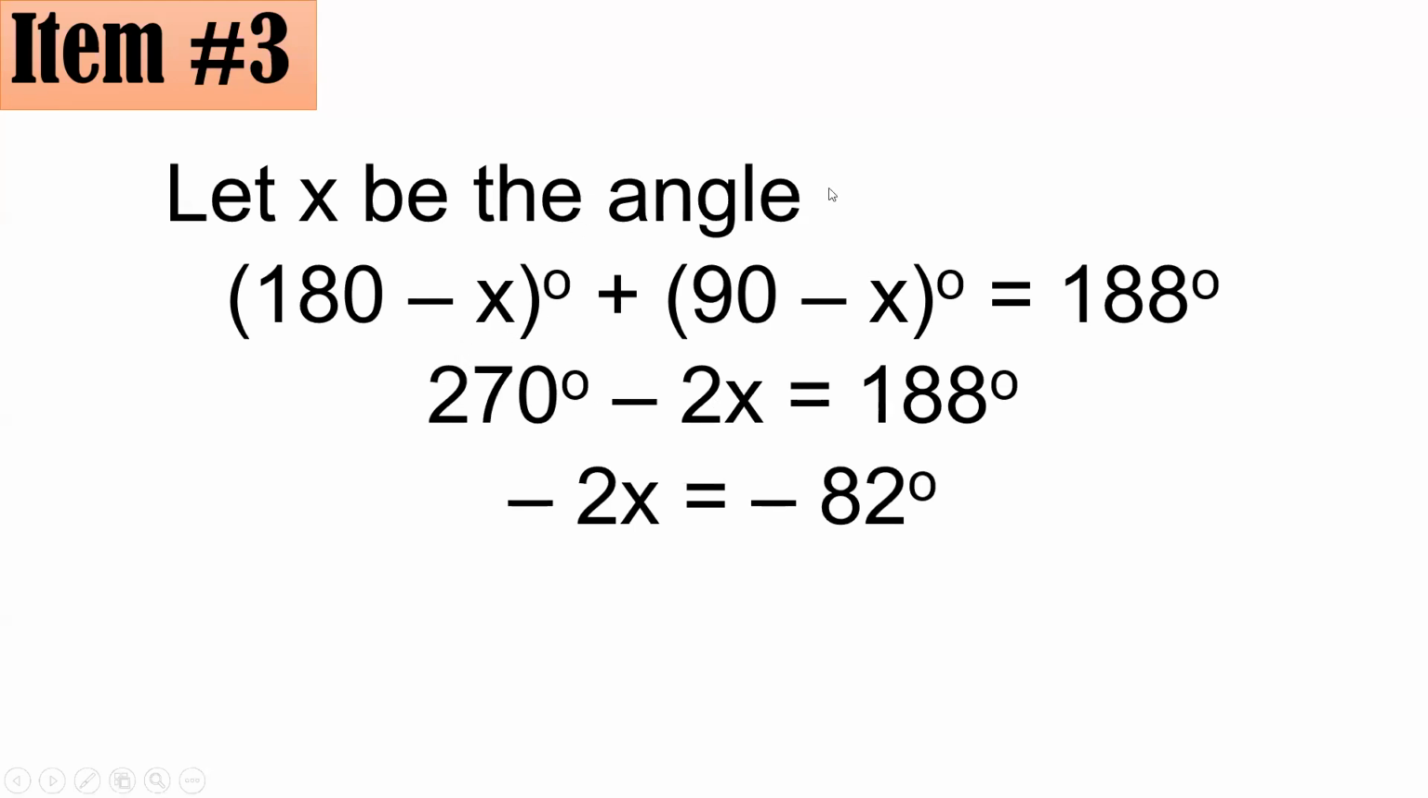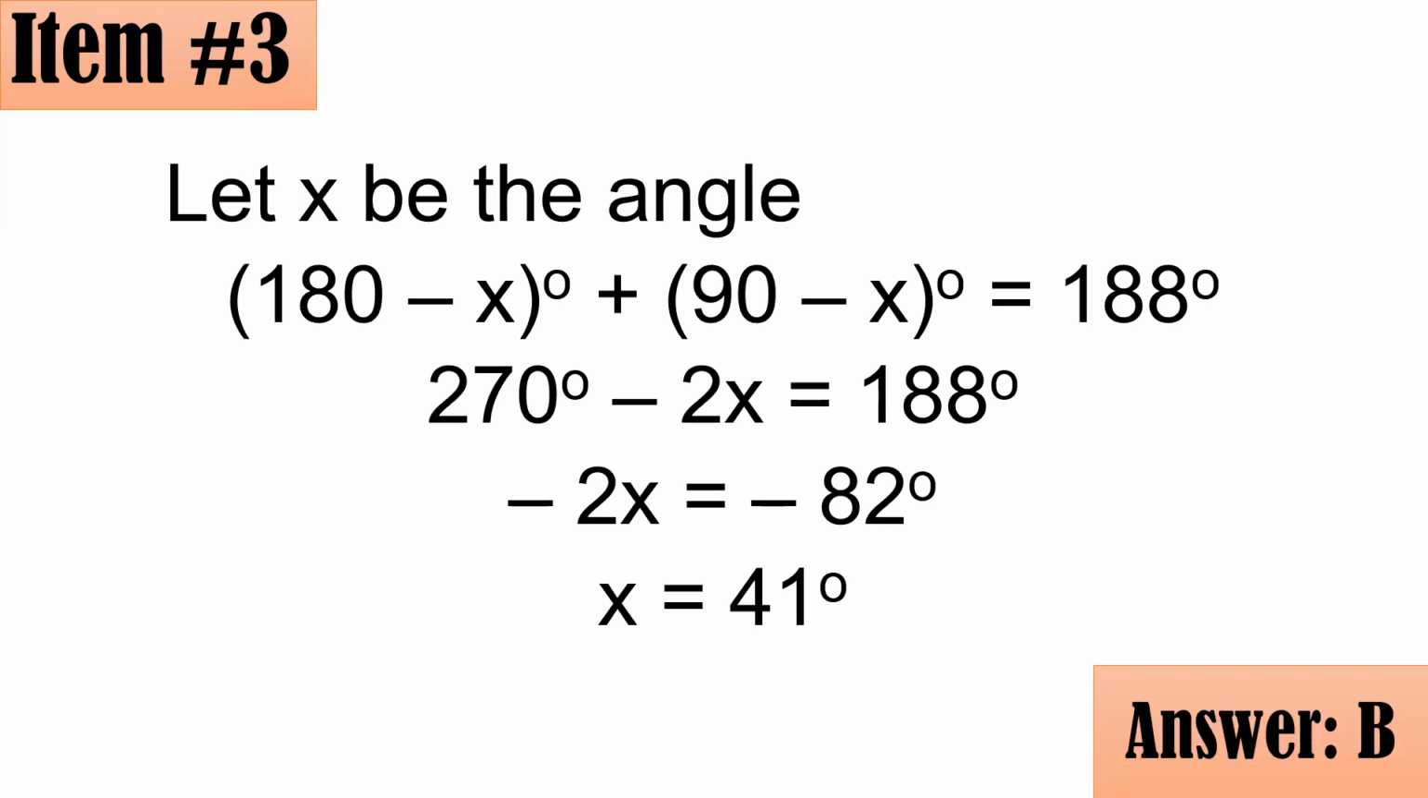So this will become minus on the left side, no? So 188 degrees minus 270 degrees will be negative 82 on the right side. And negative 2x is what remains on the left-hand side. But since we are after the value of x, dividing both sides by negative 2 gives negative 82 over negative 2, which is 41 degrees.